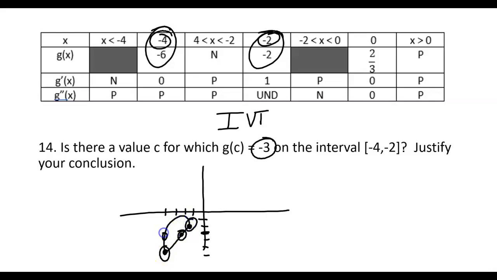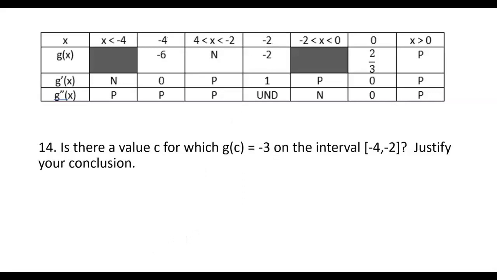If I drew it like that, I'd be crossing -3 over here instead. But the point is, eventually, if you're going from a y value of -6 to a y value of -2, you're going to have to cross a y value of -3. That's the IVT. But how do you write it? Here's how you write it.